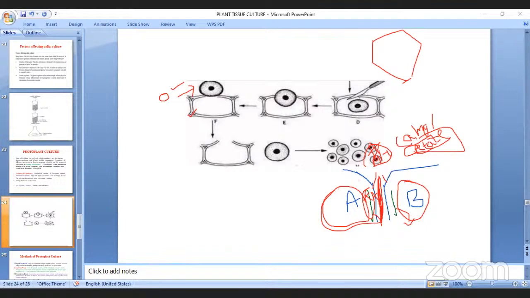Now we can select the protoplast, and it is less expensive and takes a short time. And there is one disadvantage in this, because sometimes the A and B protoplasts are mixed, and we cannot separate them. That is the one disadvantage of this enzymatic method. Is it clear? Yes, sir.